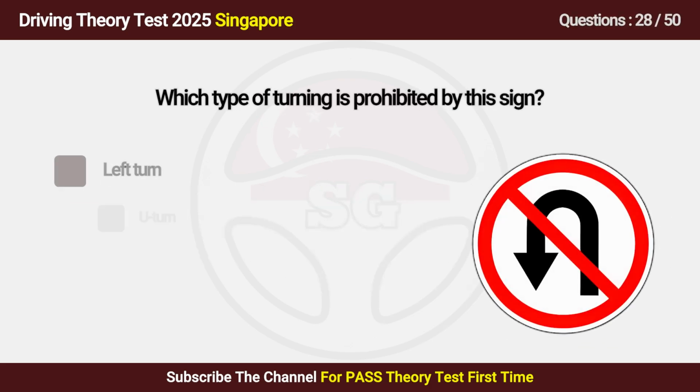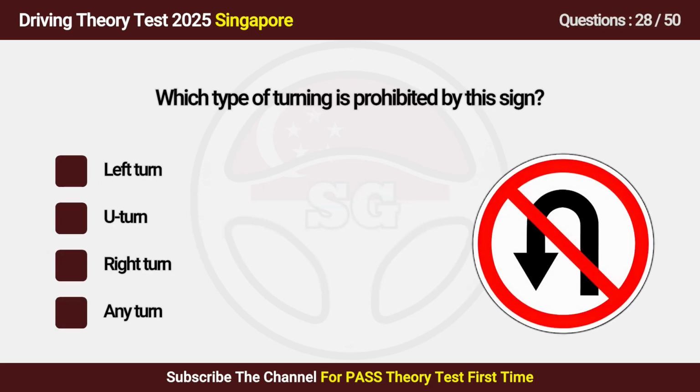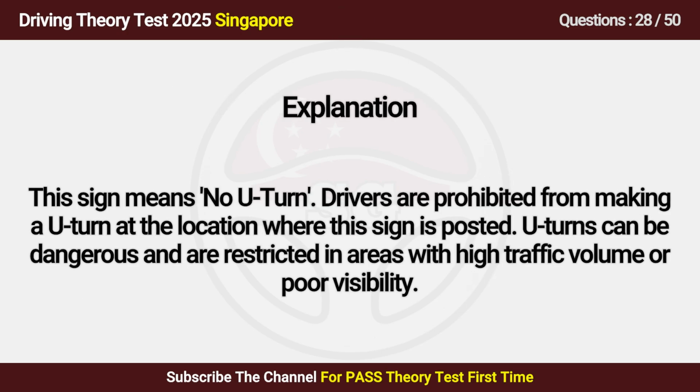Question 28. Which type of turning is prohibited by this sign? A. Left turn. B. U-turn. C. Right turn. D. Any turn. Answer is B. U-turn. This sign means no U-turn. Drivers are prohibited from making a U-turn at the location where this sign is posted. U-turns can be dangerous and are restricted in areas with high traffic volume or poor visibility.